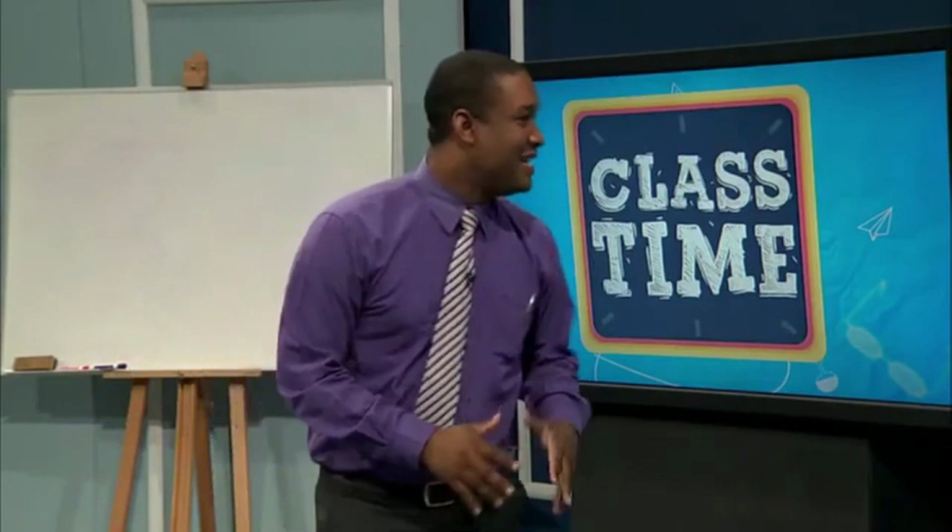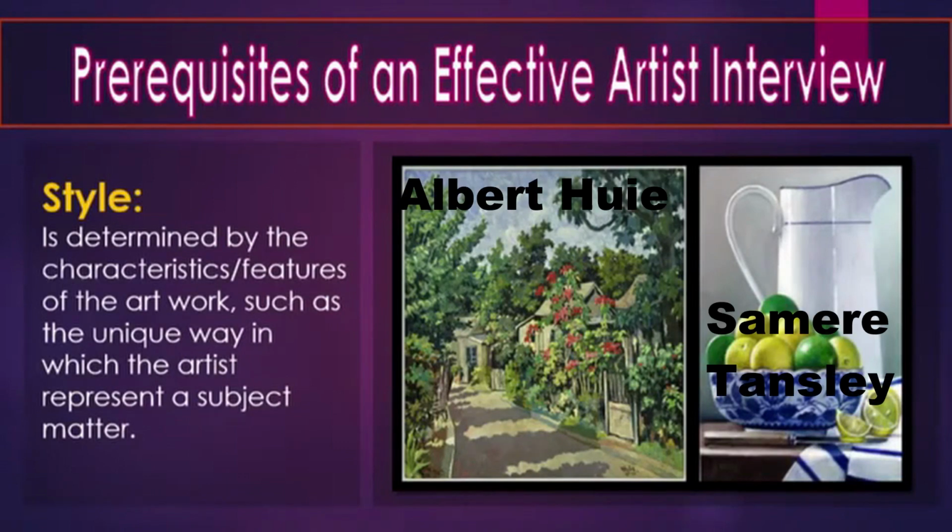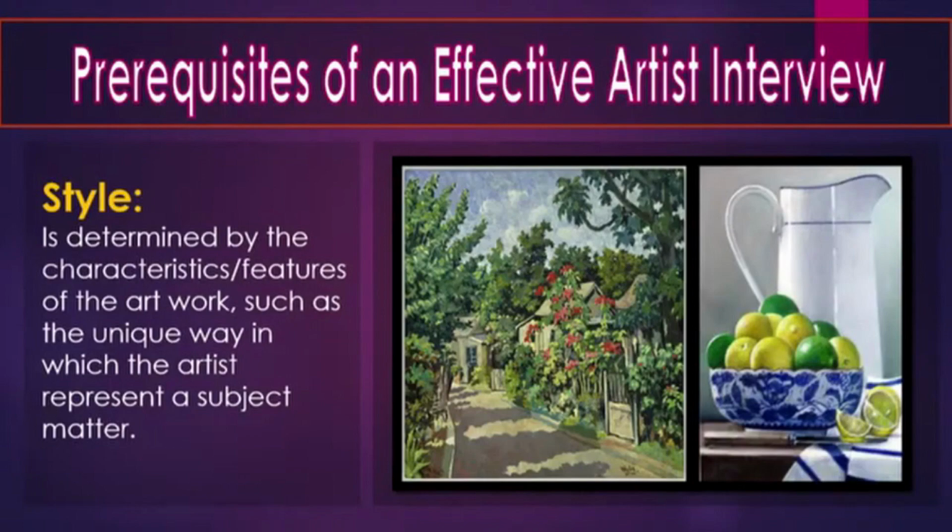So style is basically determined by the characteristics or the features of the artwork. And this may have to do with the unique way, or what I like to call the artist's expressive language. So it's unique to this particular artist. So we have here Mr. Albert Huey, who looks a little bit more like an impressionist artist, and we have Miss Samir Tansley, who is more of a realist artist.